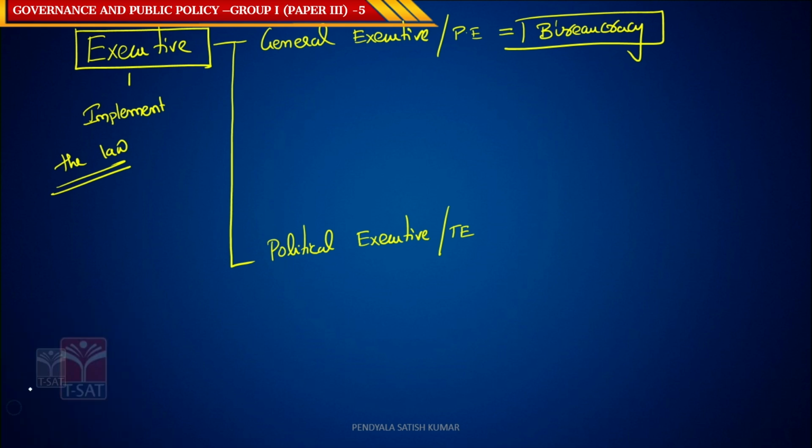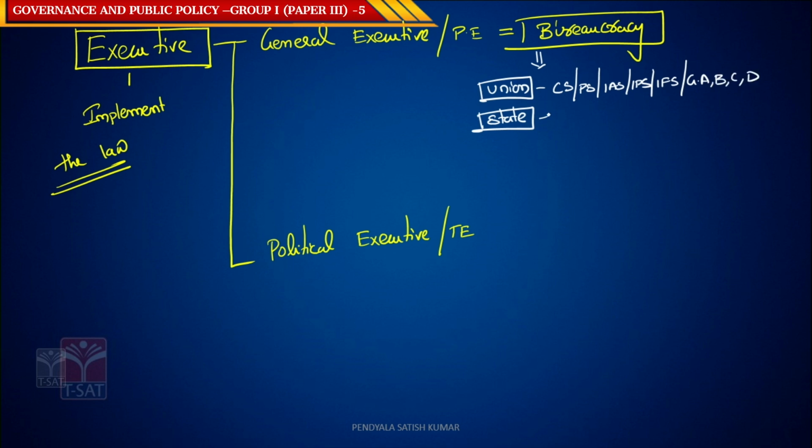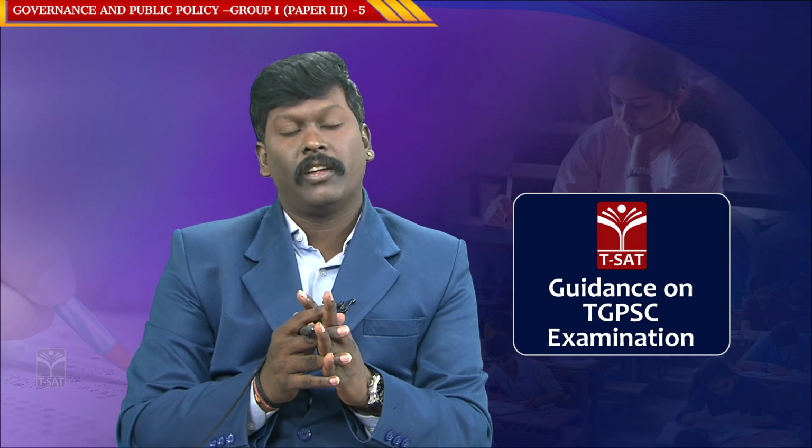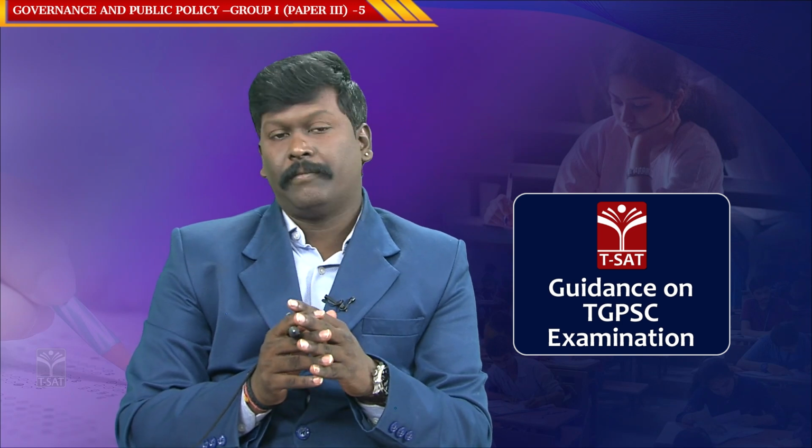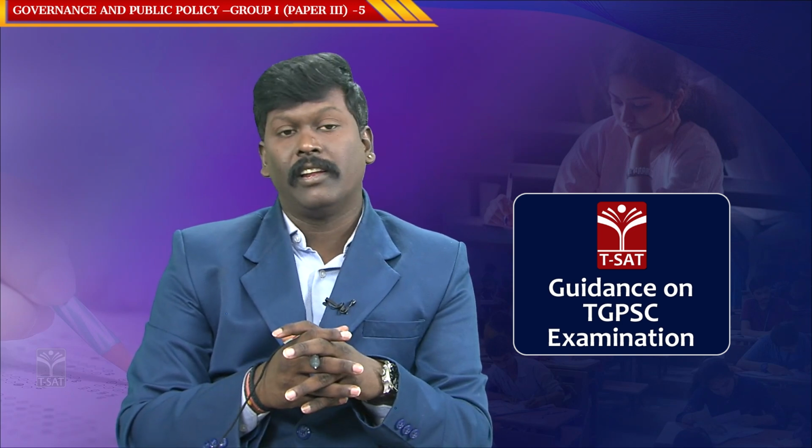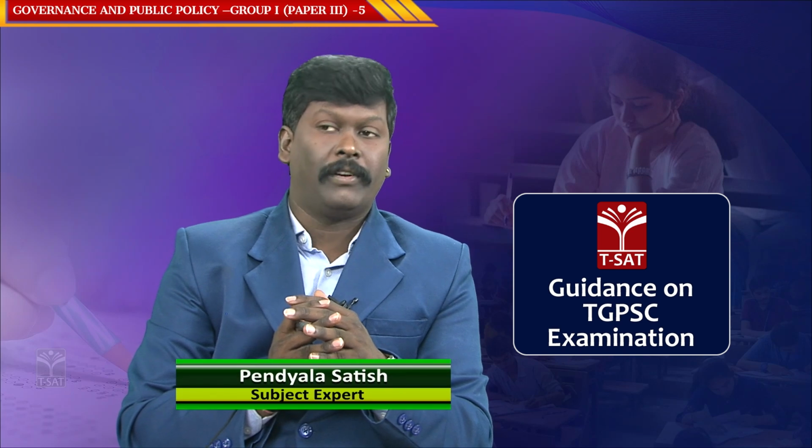These general executive people are the permanent executive, which contains bureaucrats like the union civil servants and state civil servants. You have the cabinet secretary, the principal secretary, IAS, IPS, IFS, group A service, B, C and D service. Coming to the state, you have the chief secretary, the principal secretary, group 1, group 2, group 3, group 4 service. All this is union and state, and these people are permanent. We discussed in our last class that bureaucracy calls these people instruments.